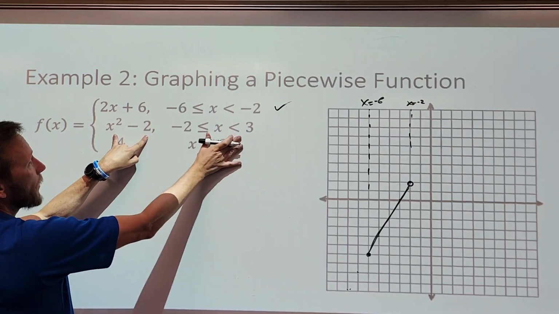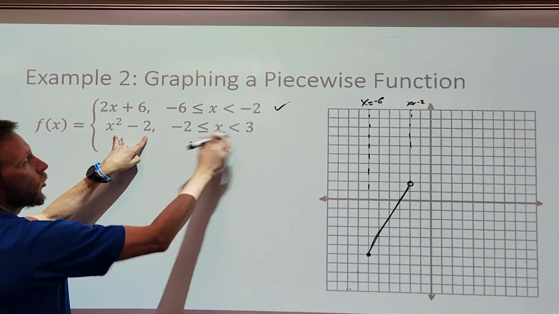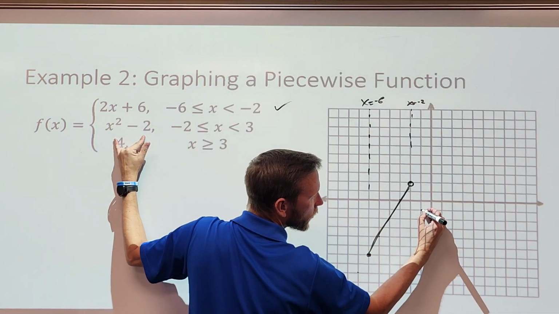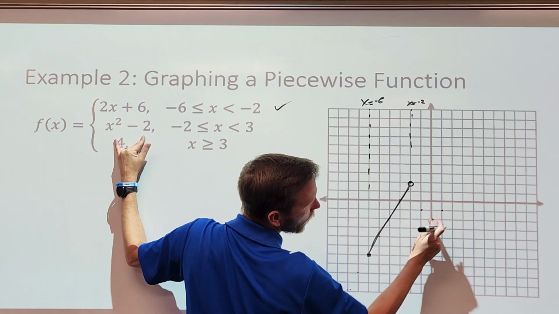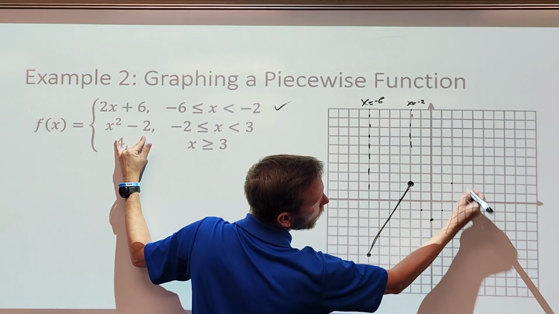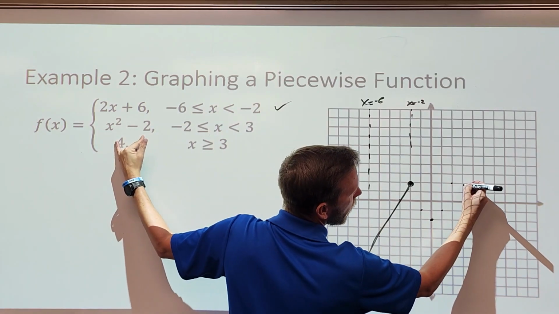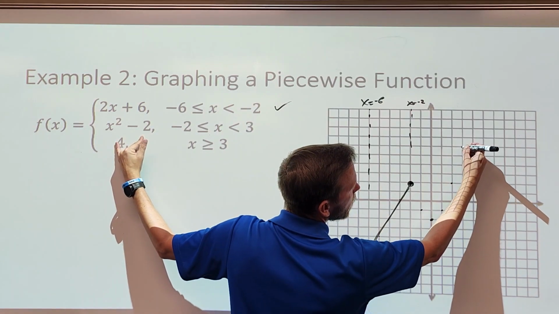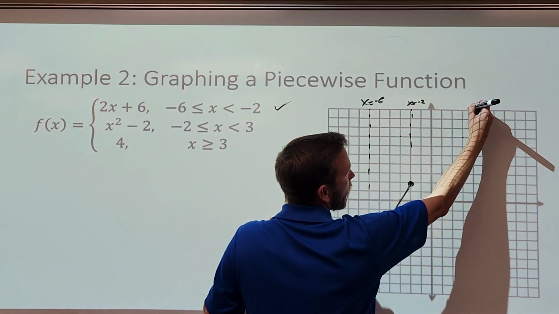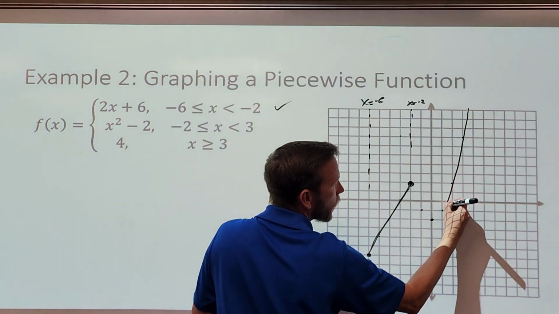Then I'm going to use the parabola x squared minus 2 over this part of the domain. Well, x squared minus 2, we learned, is going to look like this. Over 2, up 2; over 3, up 9. That's what this parabola is going to look like. It's going to be this whole thing here. This is the whole parabola.